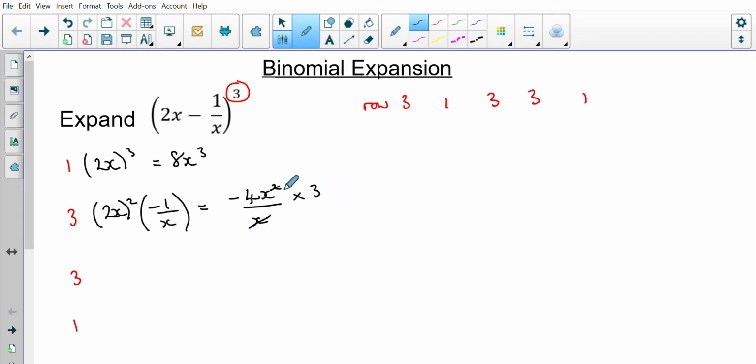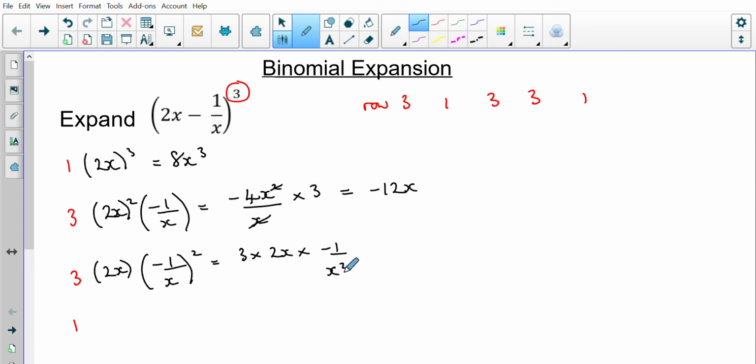So we'll have some x's that cancel out there, and we're going to end up with minus 12x. Third term is just 2x and then minus 1 over x squared. So this time we'll have 3 times 2x times minus 1 over x squared. So one of those x's will cancel one of those, and I'll have minus 6 over x. And then lastly, we'll get minus 1 over x cubed times by the 1, that's minus 1 over x cubed.